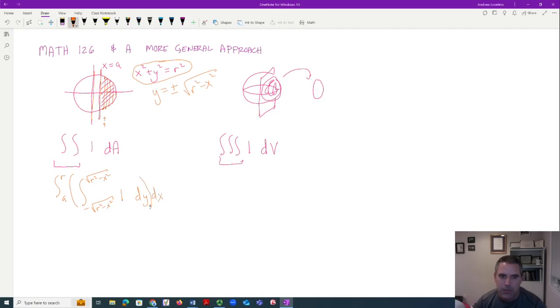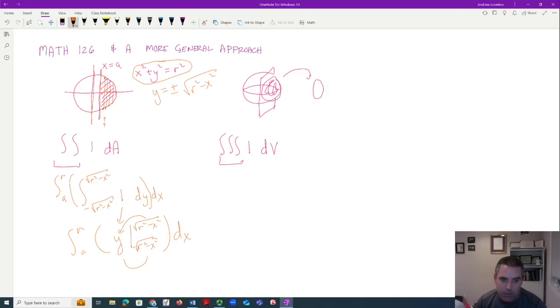dx. And that looks worse than it is. It turns out you integrate it just like you normally would. This would become a y because we're going to respect to y. You evaluate it at these two pieces, square root of r squared minus x squared, square root of r squared minus x squared, and then you plug those in, and when you're done, you integrate with respect to x. That's why it's called an iterated integral.